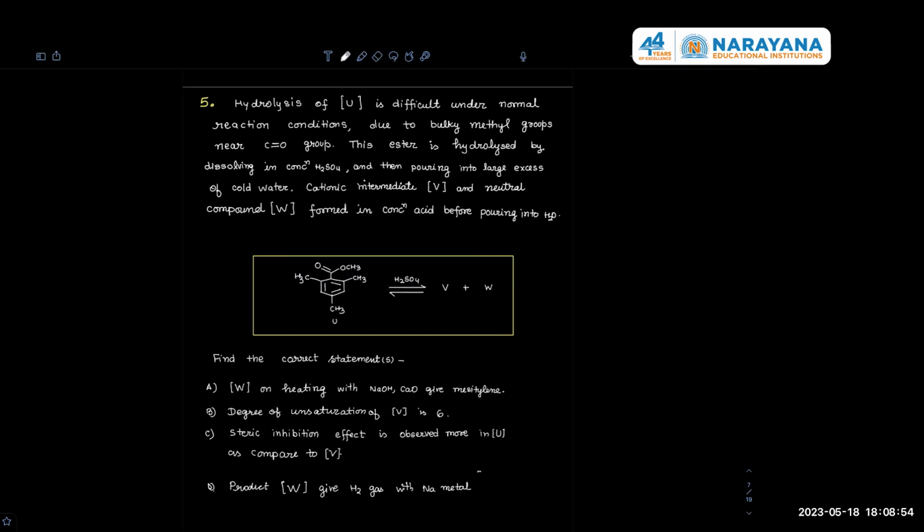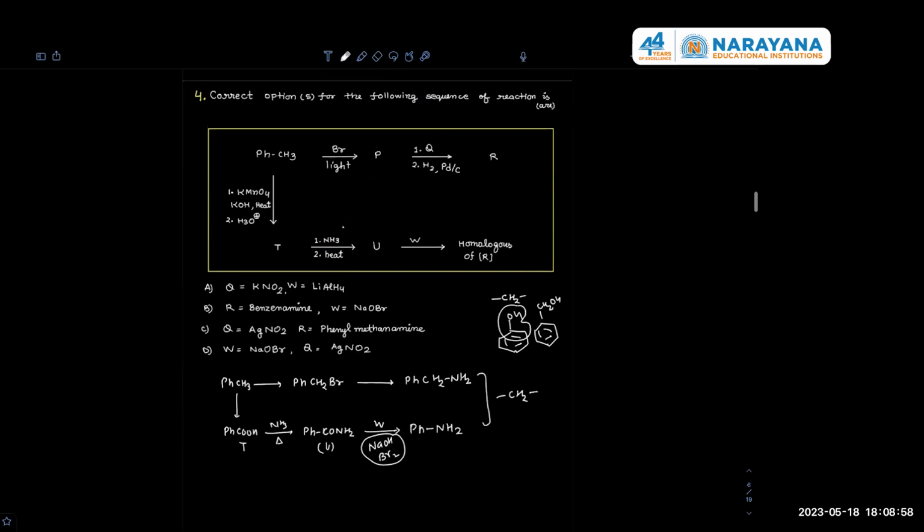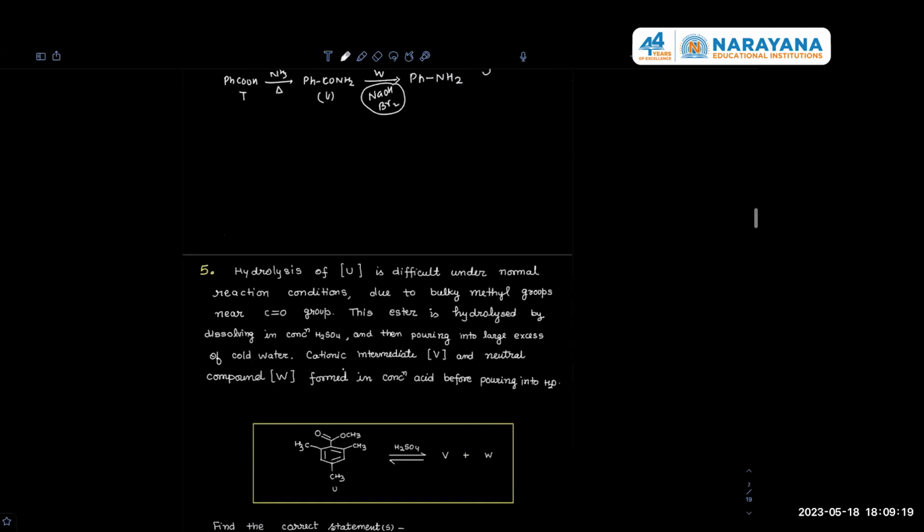Someone is asking about the previous question. He is saying the answer should be B, C, D. R is a benzenamine. No, R is a phenylmethenamine. So why is option B correct, beta? What you have discussed, this is compound R, and R is phenylmethenamine, PhCH2NH2. So the B answer is wrong, absolutely.